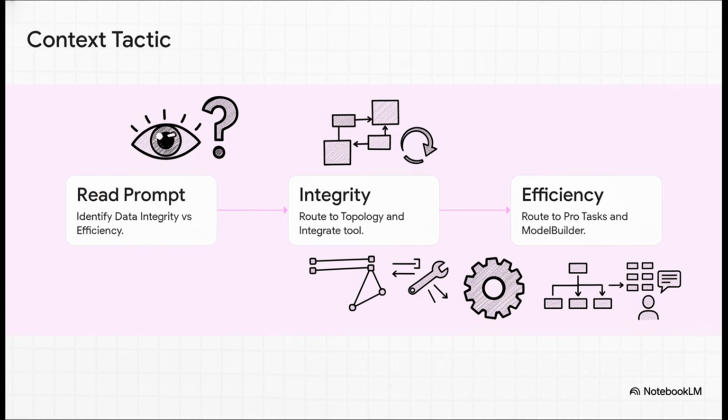Step 2, if the prompt is mentioning things like sliver gaps, overlapping boundaries, or coincident geometry, well, that's an integrity issue. You need to immediately route your thinking to topology rules or the Integrate tool. You know, the one that snaps vertices together within a tolerance. But step 3, if the prompt talks about a repetitive workflow, or maybe standardizing a process for new hires, or running a bunch of tools in sequence, that's an efficiency issue. Route your brain straight to ArcGIS Pro Tasks or ModelBuilder. By categorizing the question first, you literally eliminate half the wrong answers right out of the gate.